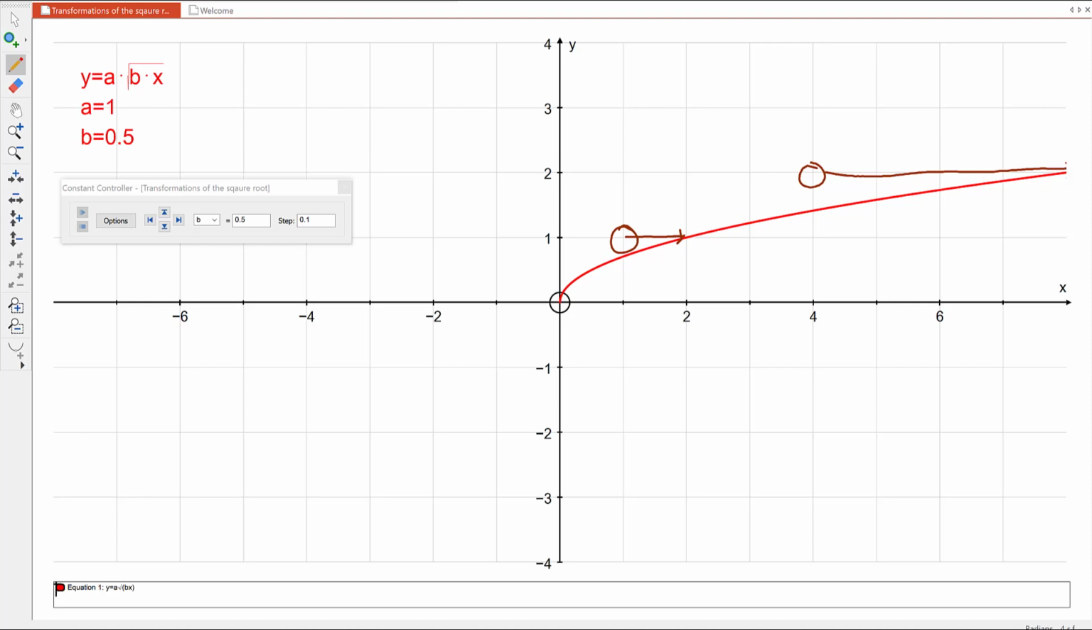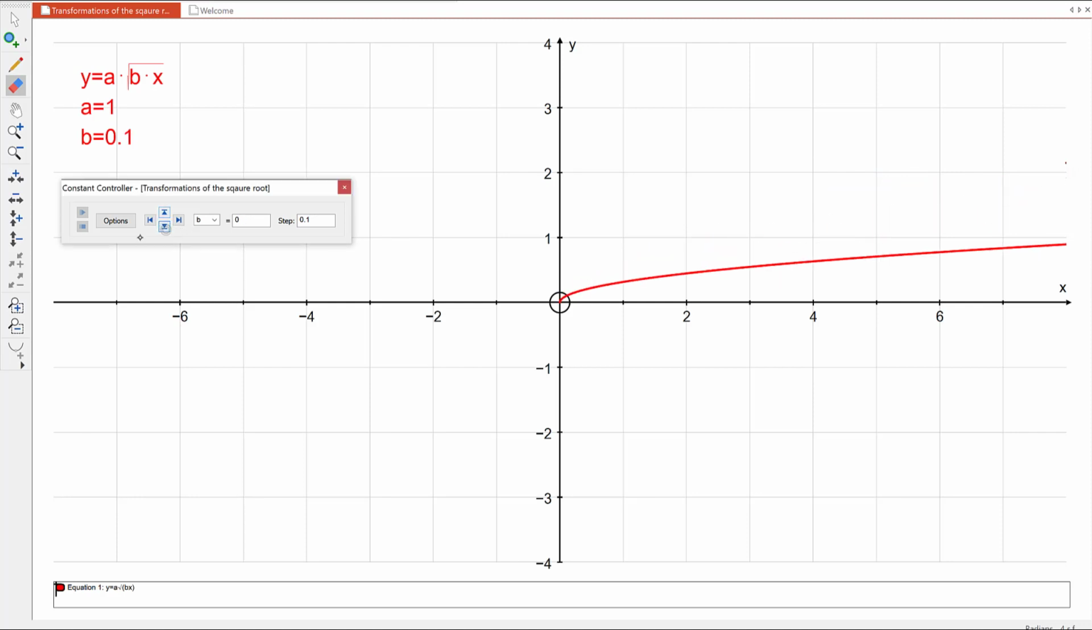So it's not just a dilation from the y-axis by a factor of b. It's actually a dilation from the y-axis by a factor of 1 over b, the reciprocal of b. Okay, so that's the first thing. Now you remember that when we translate left and right, everything's a bit backwards from what we expect it to be, and the same is true when we do anything that happens inside the function.